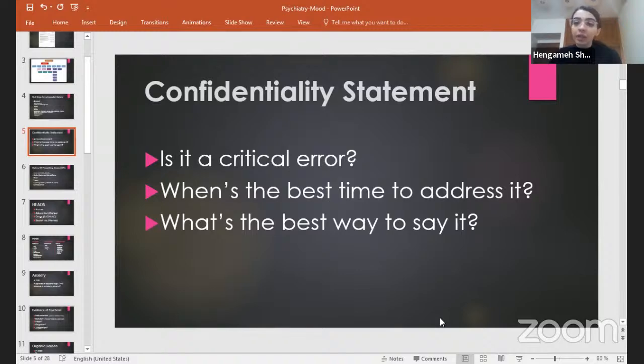Another group of people believe that we shouldn't go on autopilot and mention it at the beginning. It's better to ask a few questions, and if we feel that the patient is uncomfortable or it is difficult for the patient to open up, or if we feel like our question is a bit too personal, then we have to mention the confidentiality statement. So which one do you guys agree with?